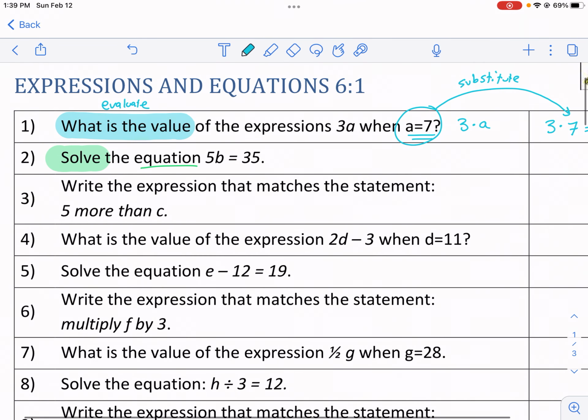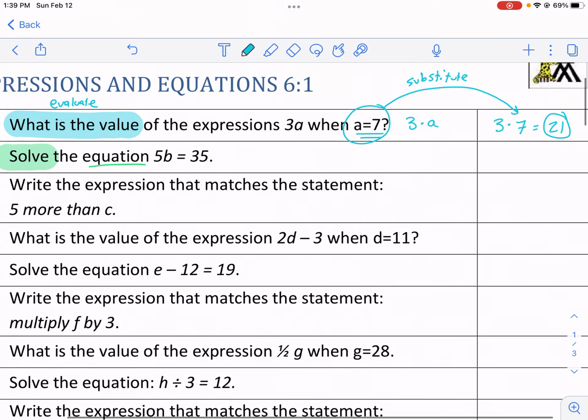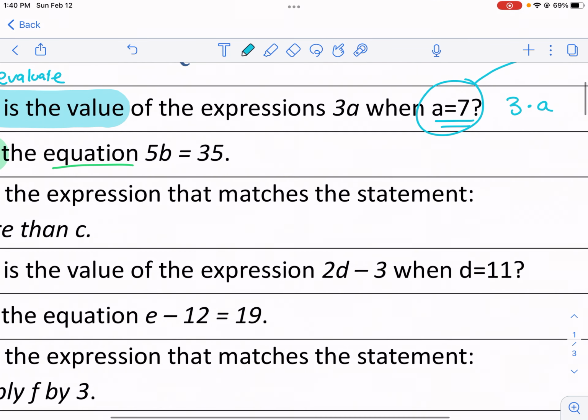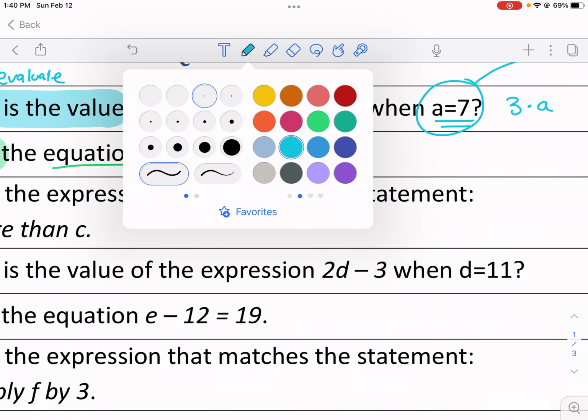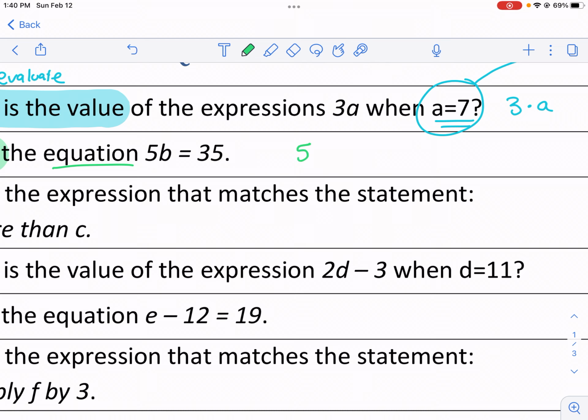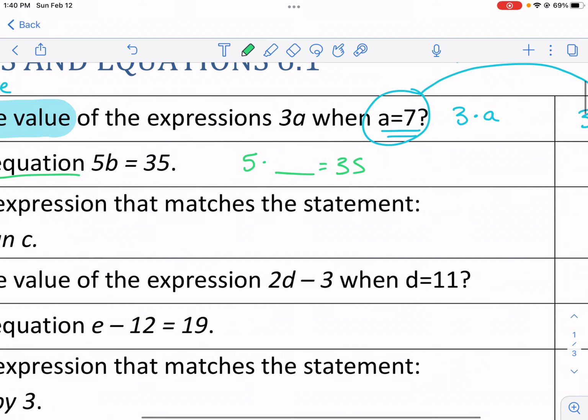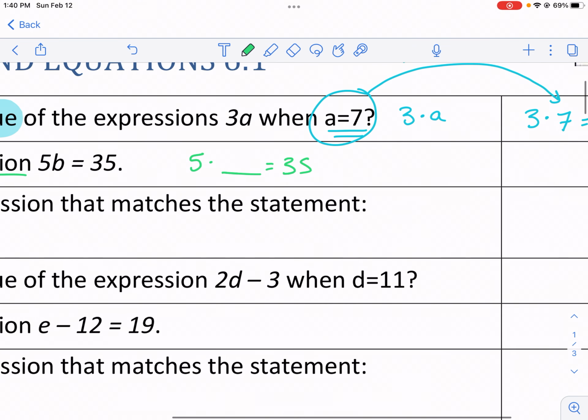Number 2 is an equation. It says solve it, okay? That means we need to find the value. It doesn't tell us the value, but we can find it. But it gives us some more parameters so we can kind of work backwards. So we know that, let's change to green, 5 times something equals 35. That's another way to consider variables. They're essentially a question mark. They're an unknown value, but we can figure that out. So we know that 5 times question mark equals 35.